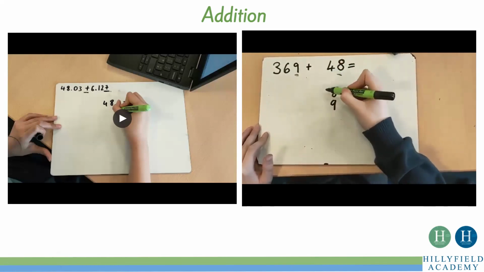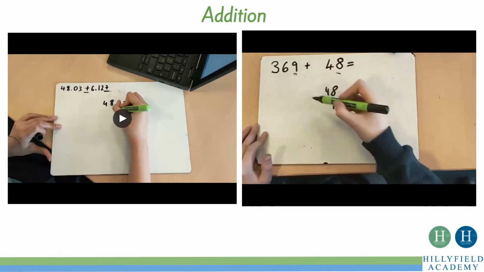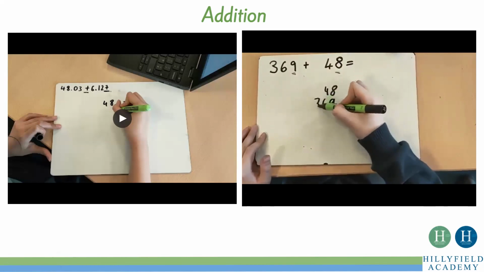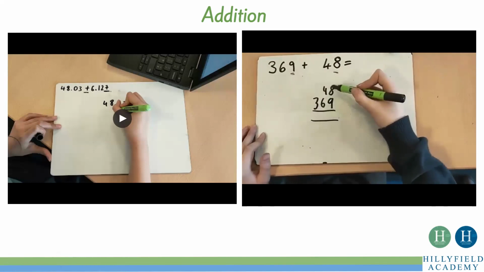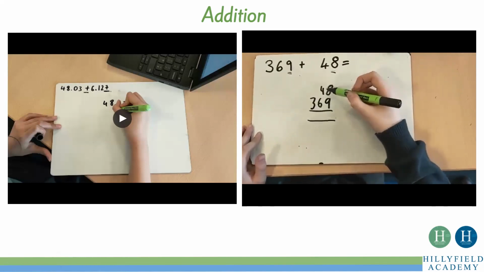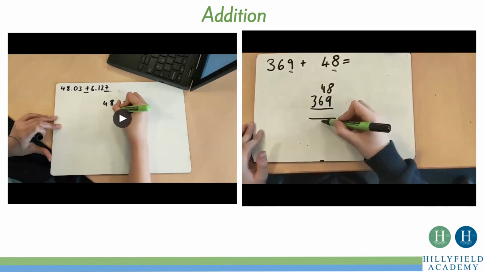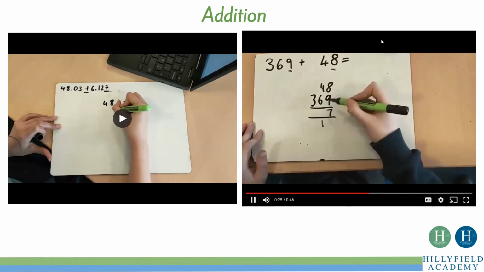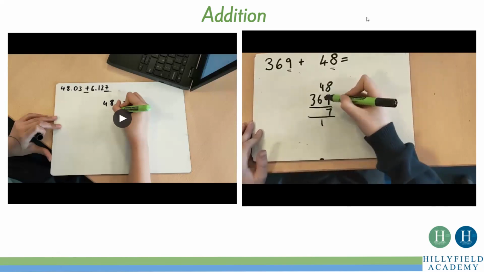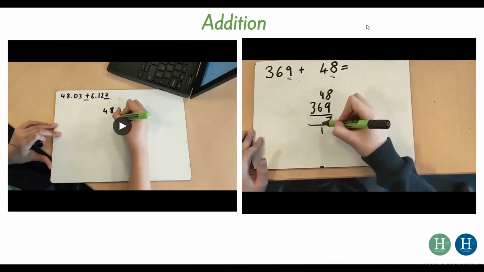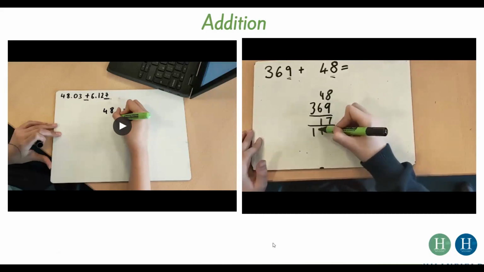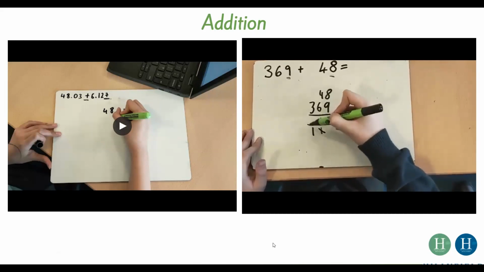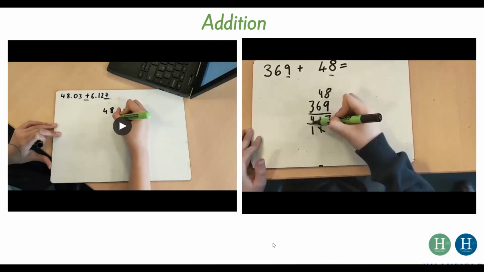Then the 4, 48 and 6, 3. And then you're going to do 9 plus 8 is 17, so we write the 7 and carry the 1. 6 plus 4 is 10, add the 1 is 11, so then you cross it out, and then 1 plus 3 is 4.